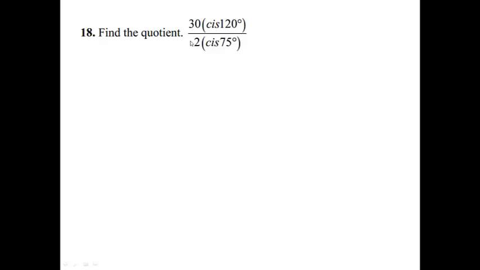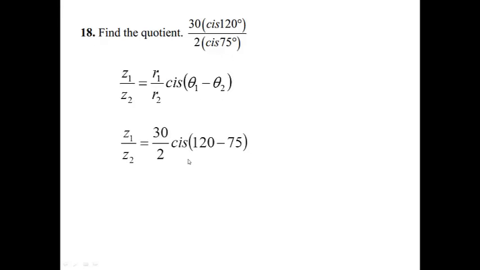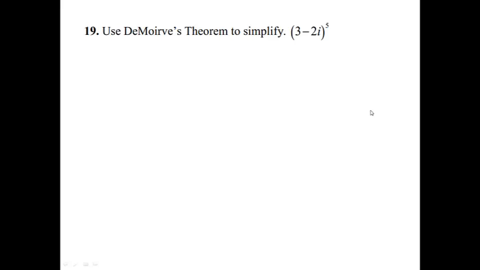Okay. Find the quotient. The quotient is you're going to divide the absolute values and subtract the angles. So it's going to be 30 over 2 cis 120 minus 75, so I get 15 cis 45 degrees.